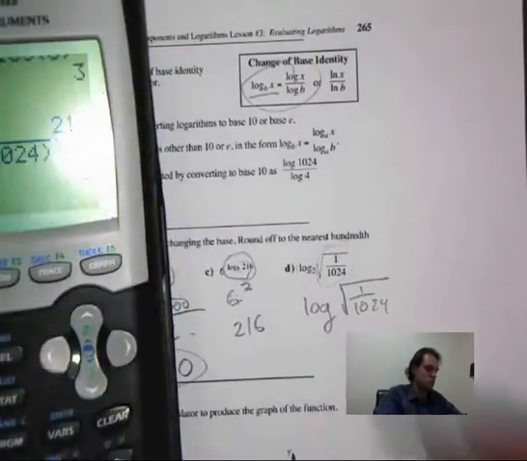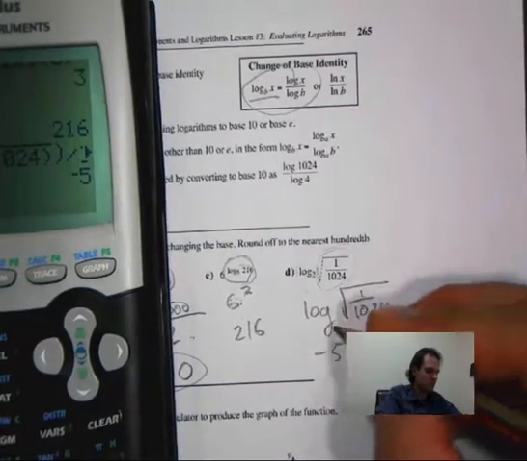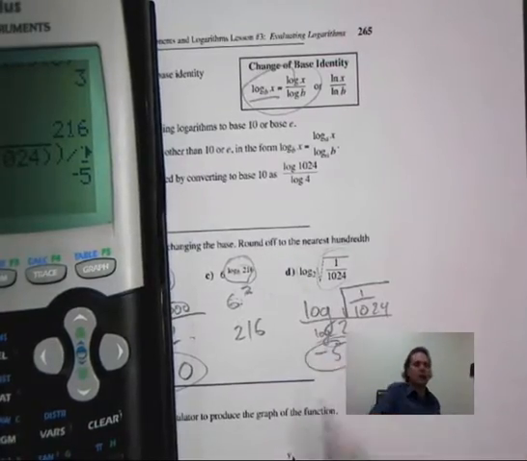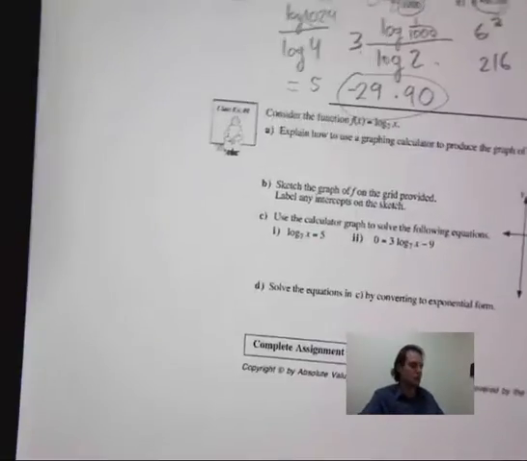And I end up getting negative 5. Oops, this is all divided by log 2. My answer is negative 5. Okay? So here we go, 3a.